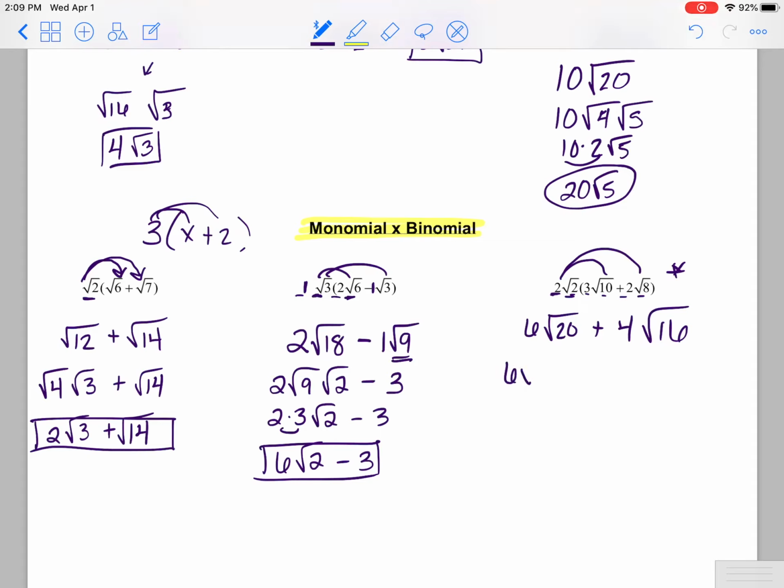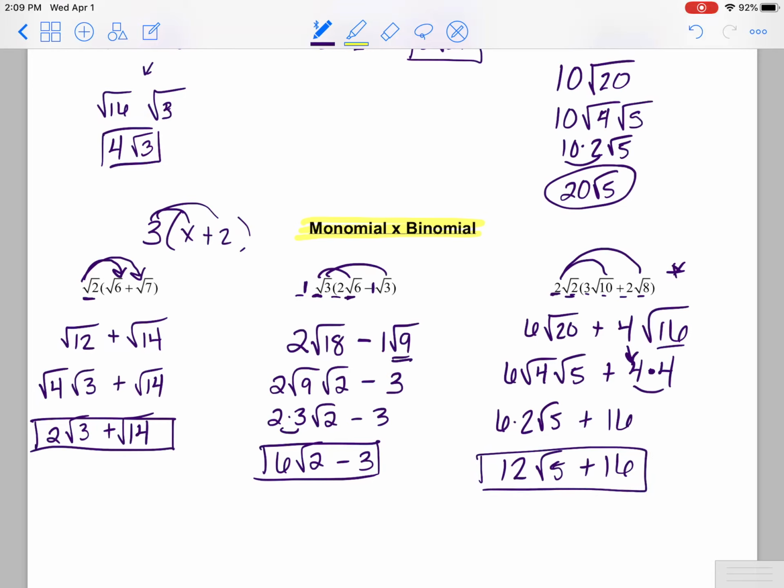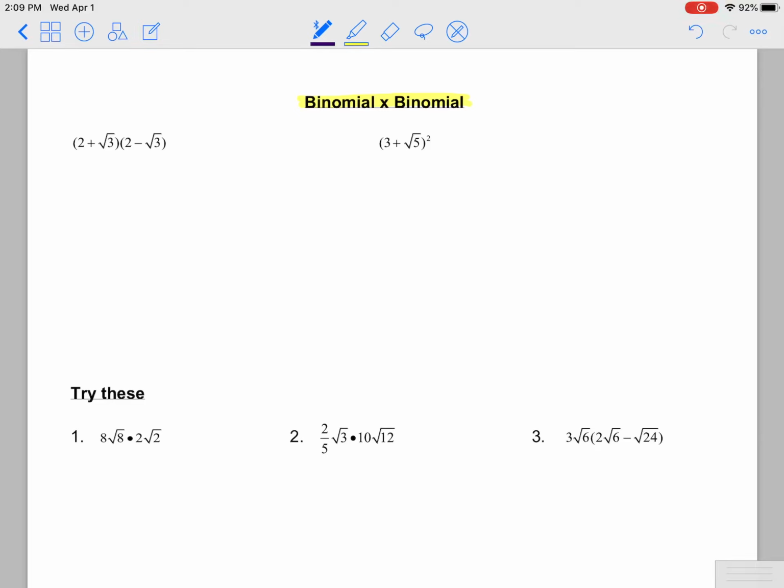Again, break down those radicals. So I can break this up into 4 and 5. Now the square root of 16 is actually a perfect square, so I'm going to simplify the square root of 16 and bring down that 4. So I get 6 times 2, radical 5, plus 4 times 4 is 16. So I get 12 radical 5 plus 16. And that is my final answer. Okay? So these are more like your distributive property for this one.